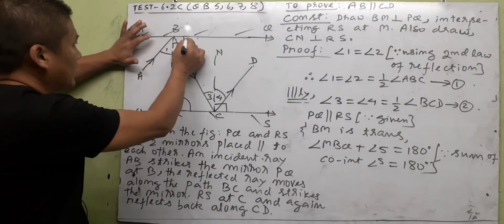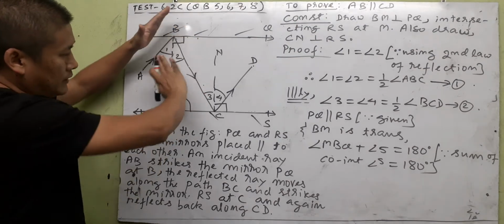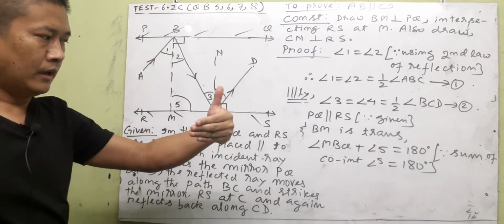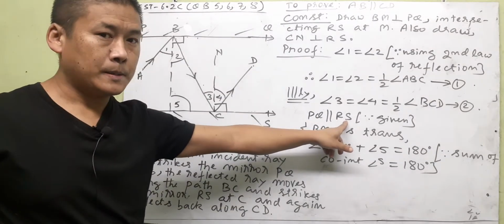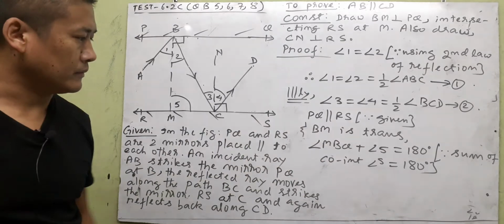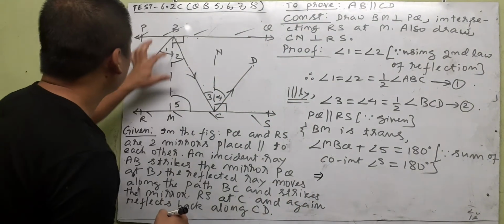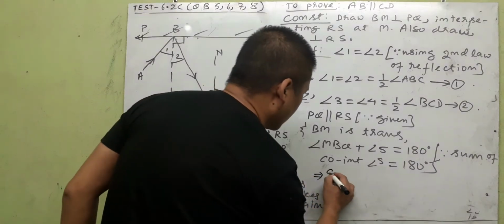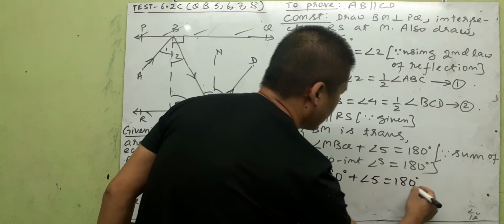So this one here inside, on this side of transversal BM, and 5 inside on the same side are called co-interior, and they are together 180 whenever the lines above them and below them are parallel. We learned this theorem already. So here we write MBQ. MBQ will be 90 degrees. Angle 5 we don't know yet, equal to 180.